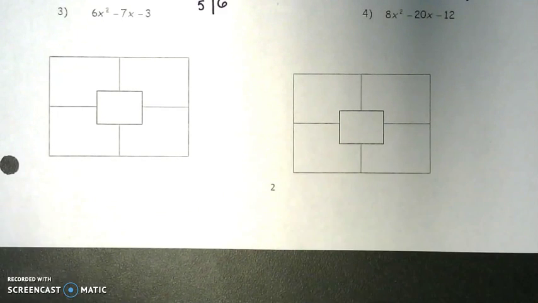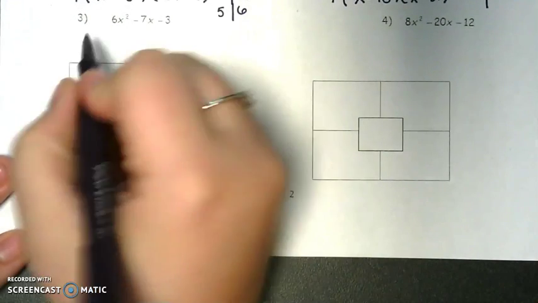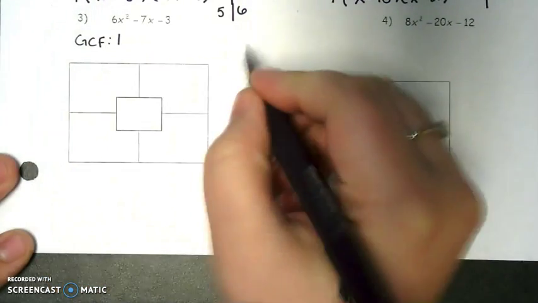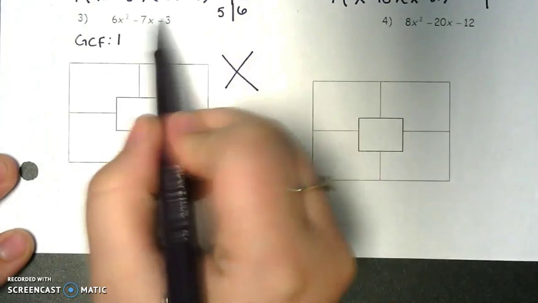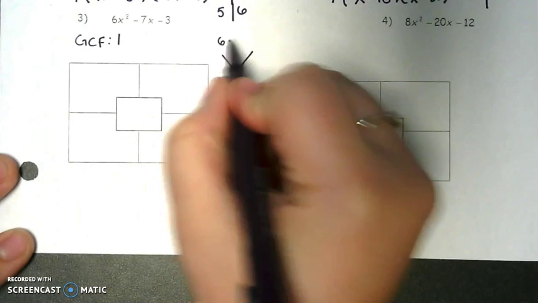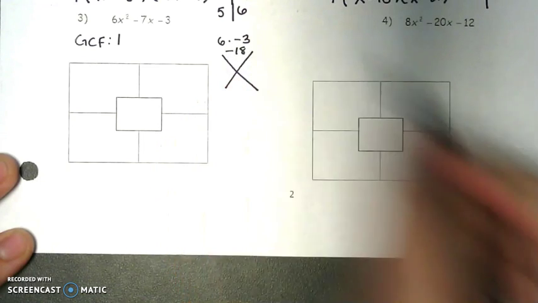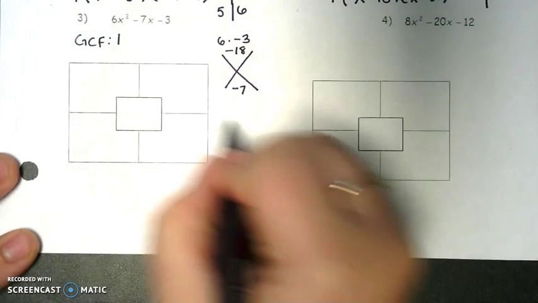Hey guys, so these are the rest of the examples for factoring trinomials. So the next one we're going to dive into, we've got a GCF of 1, and we start our X. We've got a times c, so 6 times -3 is -18. Our b value goes on the bottom, -7. Let's start our factor chart.